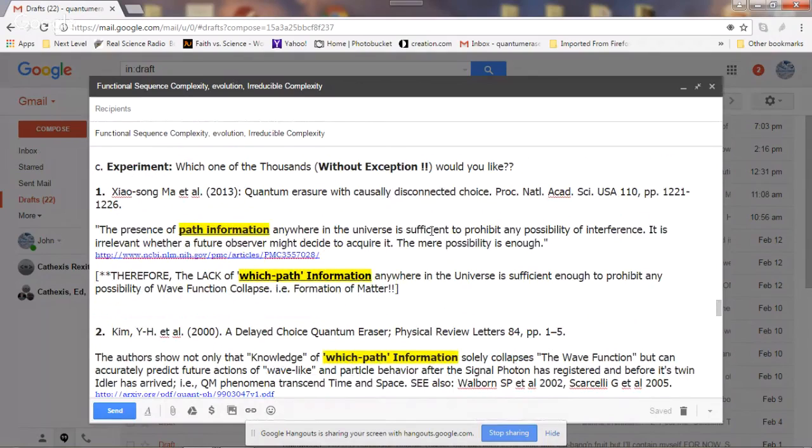The first experiment from the Proceedings of the National Academy of Sciences in 2013, Xiao-song Ma, the quantum eraser with causally disconnected choice. He says, the presence of path information anywhere in the universe is sufficient to prohibit any possibility of interference. It is irrelevant whether a future observer might decide to acquire it. The mere possibility is enough. Therefore, the lack of which path information anywhere in the universe is sufficient enough to prohibit any possibility of wave function collapse. That's the formation of matter.